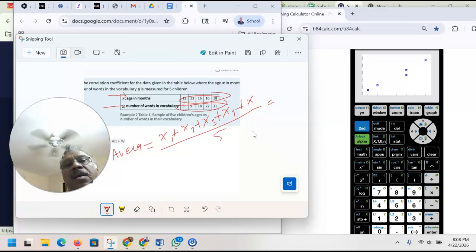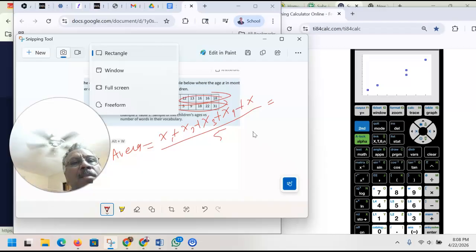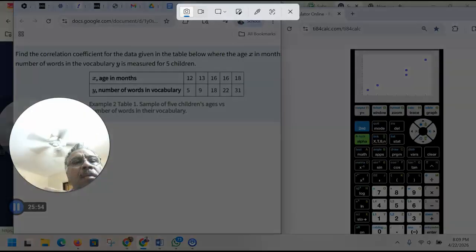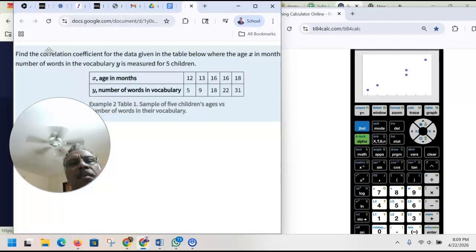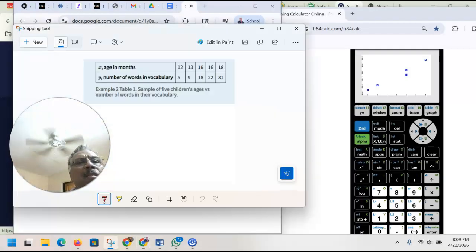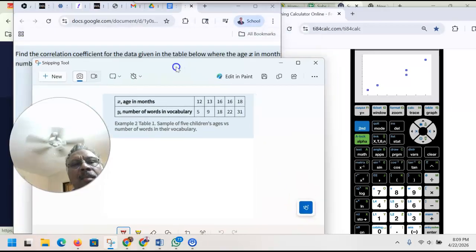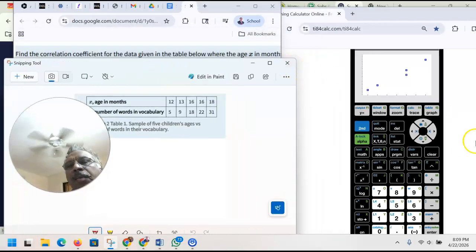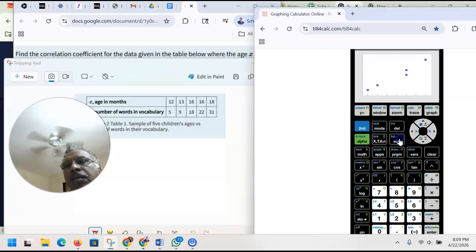Now since we are using the calculator, what I'll do is click on stat. This is stat, and then we will go to the right for calc. And these are the two things.